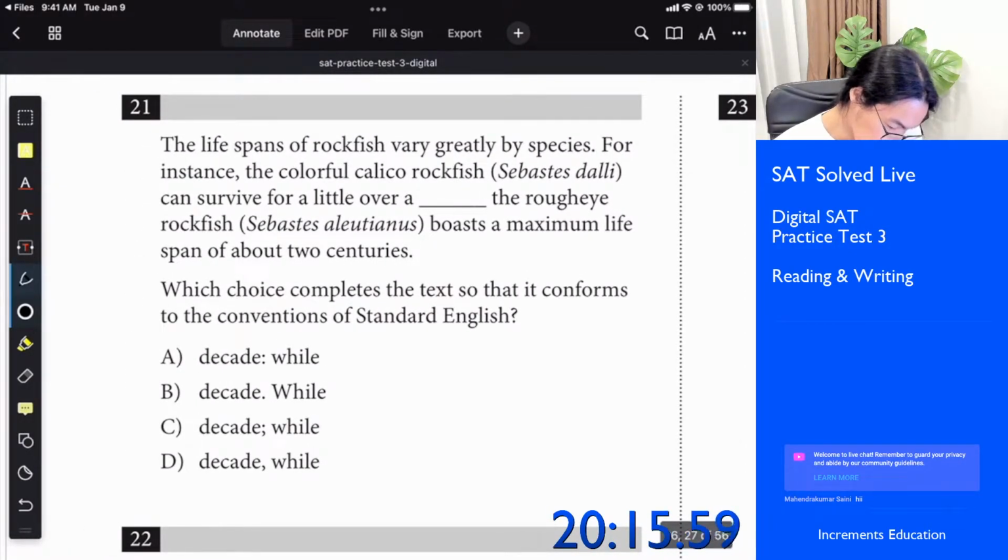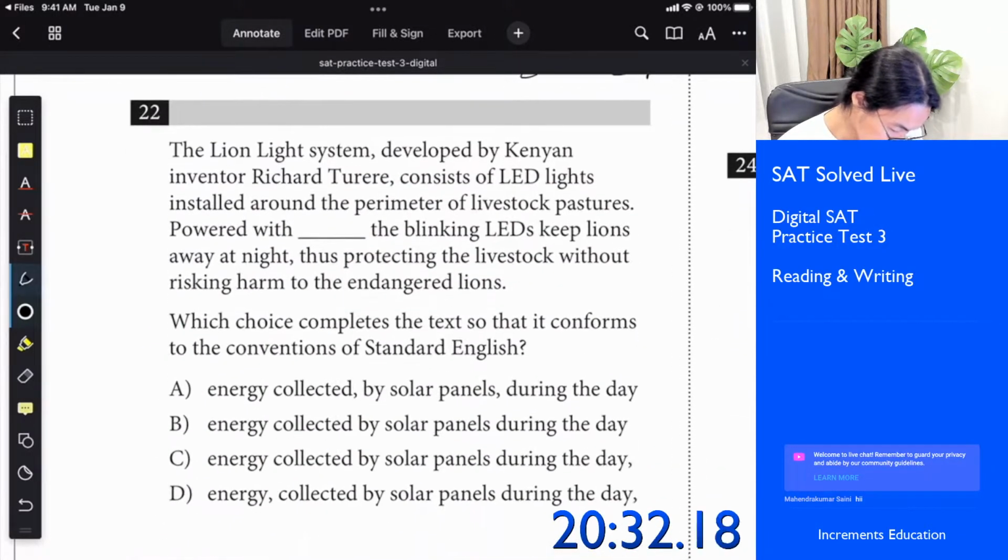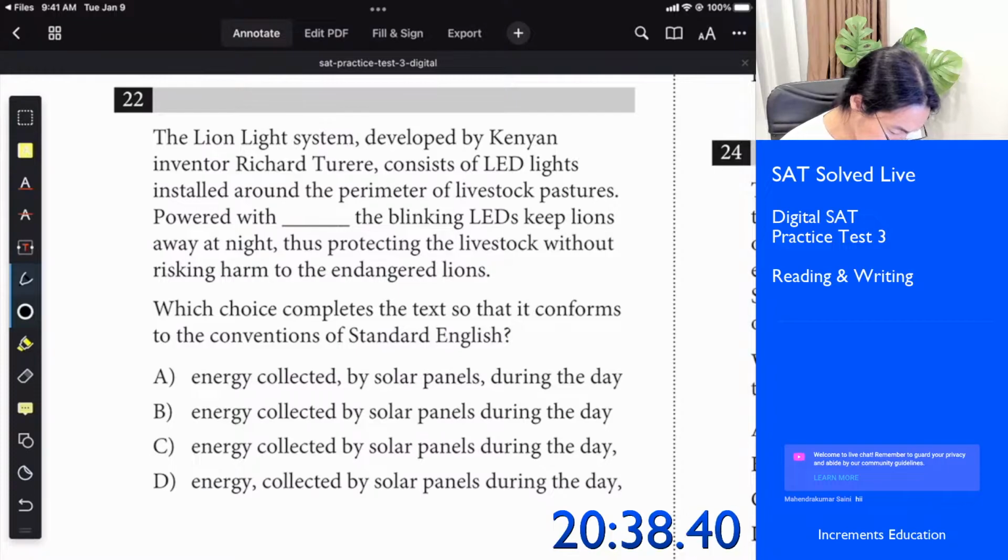The lifespan of rockfish vary greatly. Colorful calico rockfish can survive a little over a decade, whereas that works. 2029. The light system developed by this consists of LED lights installed around the perimeter of a light patch, powered with something. Energy collected by solar panels during the day, that is 2042.